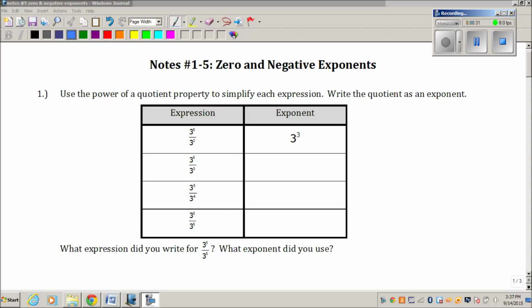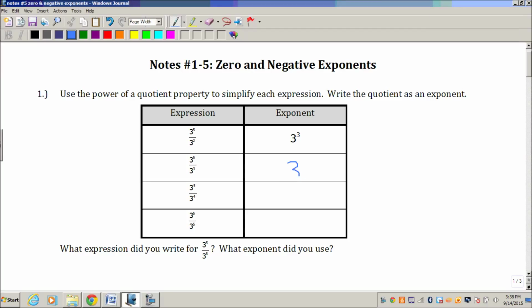So let's get started and take a look at number 1. It says use the power of a quotient property to simplify each expression. Write the quotient as an exponent. So here the first expression is 3 to the 5th divided by 3 squared, and it's equal to 3 to the 3rd because we're going to subtract the exponents. In the second example, 3 to the 5th divided by 3 to the 3rd is equal to 3 to the 2nd power. In the next one, 3 to the 5th divided by 3 to the 4th is equal to 3 to the 1st, because I'm going to subtract the exponents again.